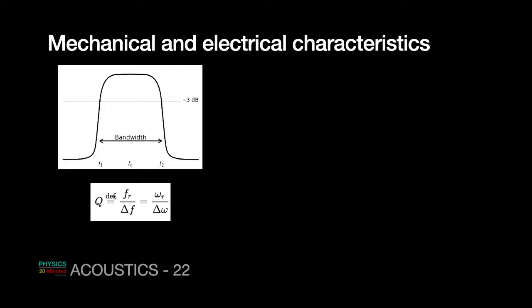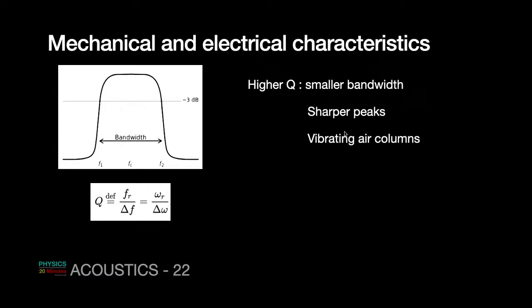So this gives you a fair idea of what large Q and small Q will mean. If you want to have a large Q, then delta F has to be small. So in that case, the bandwidth has to be small. It will be a very narrow graph like this. Sharper peaks you will get. That's a high Q. For example, vibrating air columns. So resonance tube experiment or any Helmholtz oscillator will have a very high Q.